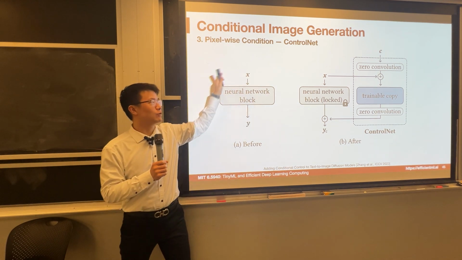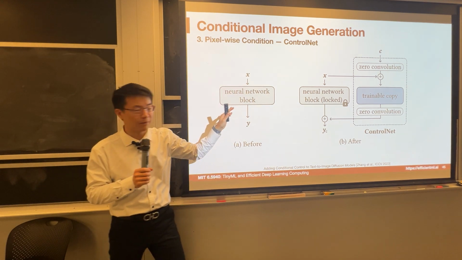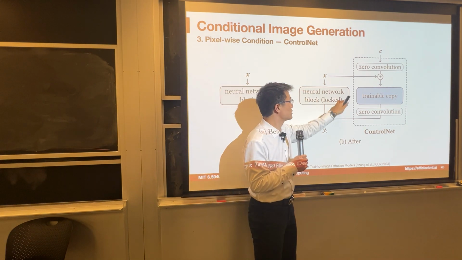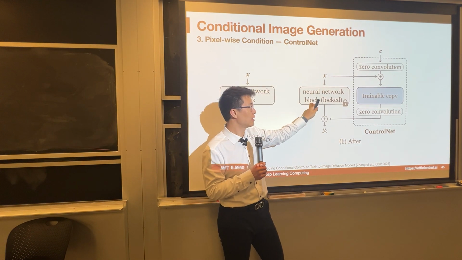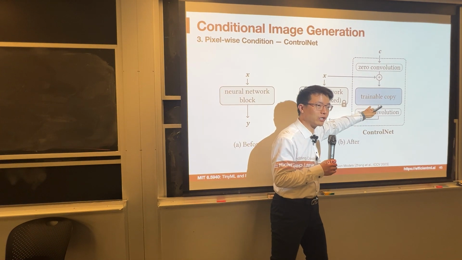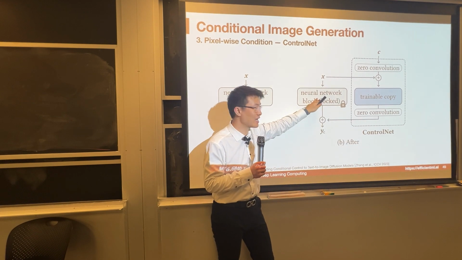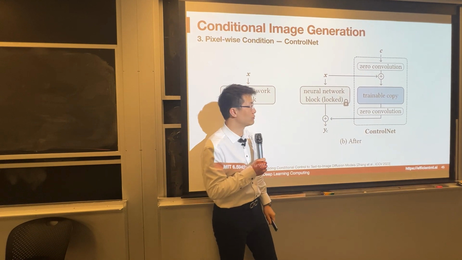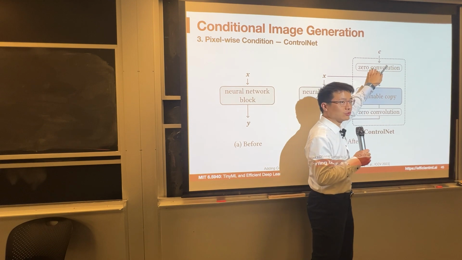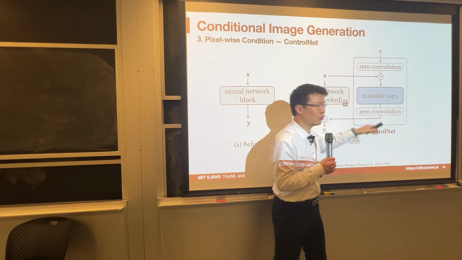Before, you have a neural network block. What we added here: we fix this original neural network block, but make a copy, a trainable copy, initialized the same way as the original neural net block. And we add a zero convolution before and after.